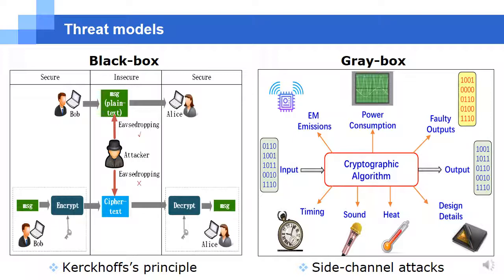As you can see in the left figure, the endpoints are secure and the communication channel is insecure. Gray box models include a leakage function. In this model, the adversary can deploy side-channel attacks. As we can see in the right figure, there is a large variety of leaked information that could be captured by an adversary, such as EM emissions, power consumption, faulty outputs, timing, sound, heat, and even design details.